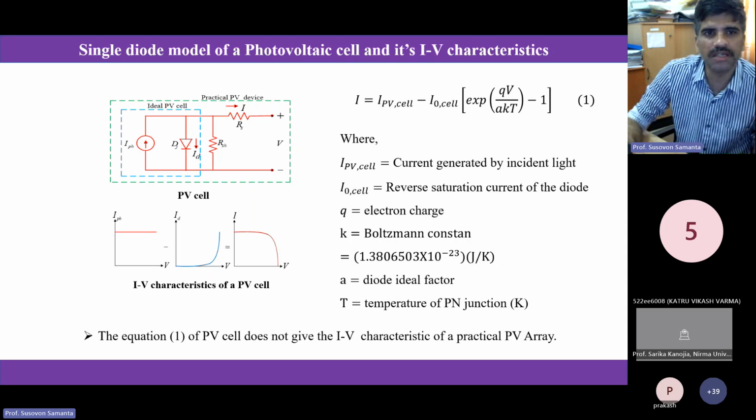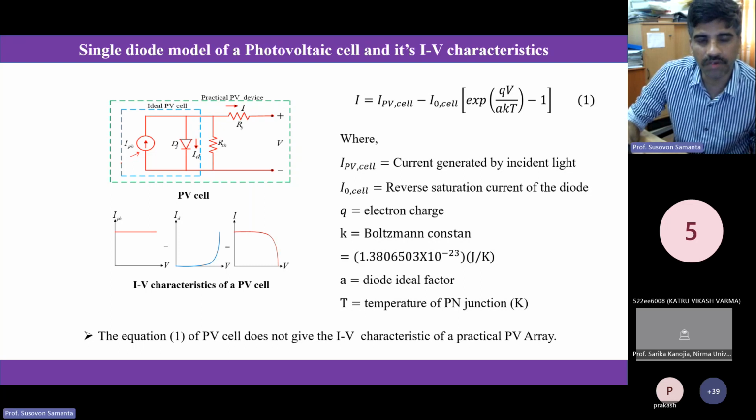So this constant current source represents the photocurrent, and this is the diode. If I consider this shunt resistance initially as infinity and the series resistance as 0, then that is basically an ideal PV cell model. The IV characteristics of the ideal PV cell can be expressed as equation number 1, but it's very simple because this is representing the diode current.